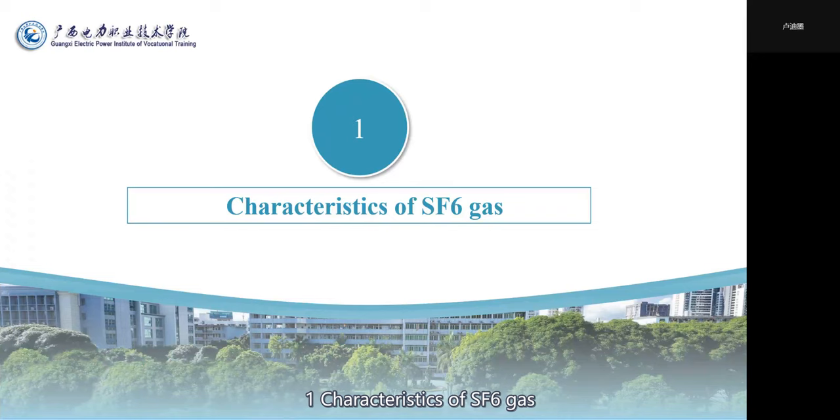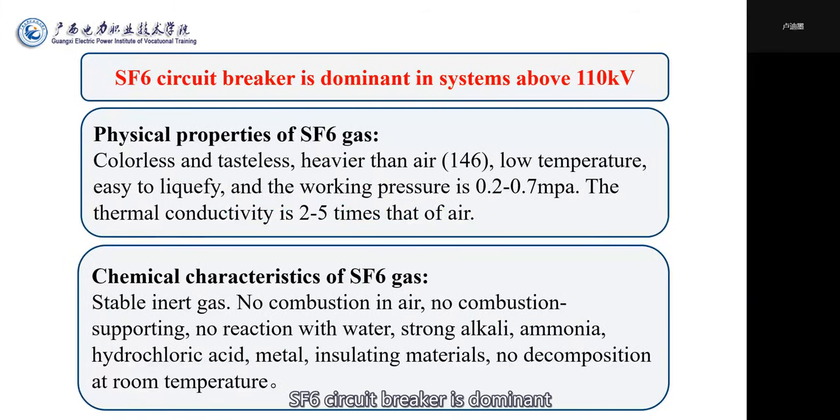One. Characteristics of SF6 gas. SF6 circuit breaker is dominant in systems above 110,000 volts. Physical properties of SF6 gas: colorless and tasteless, heavier than air, easy to liquefy at low temperature, and the working pressure is 0.2 to 0.7 MPa. The thermal conductivity is 2 to 6 times that of air.